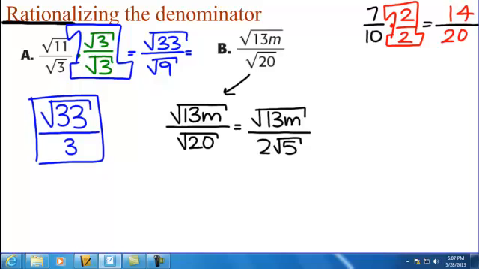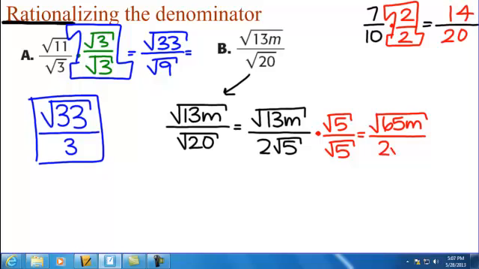Now I'll go back up to this, and we're going to do the same thing. I just want to get rid of the square root. I don't really care that that 2 is there. We're allowed to have 2's in the denominator, but we're not allowed to have the square root of 5 in the denominator. So what I'm going to do is multiply the top and the bottom by the square root of 5. And if you multiply the top, you end up with the square root of 65m, all divided by 2 times the square root of 25.